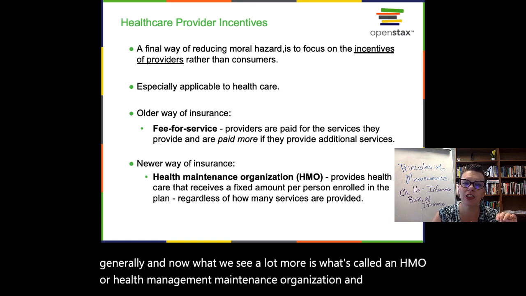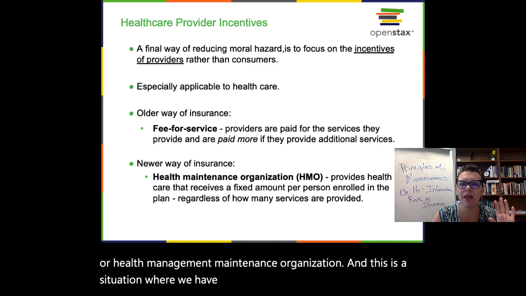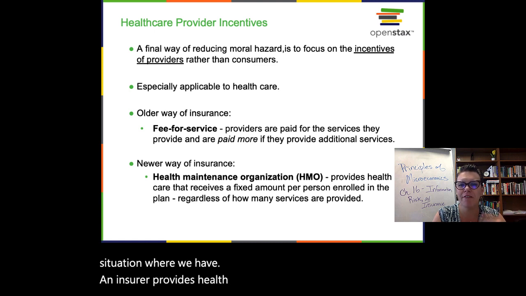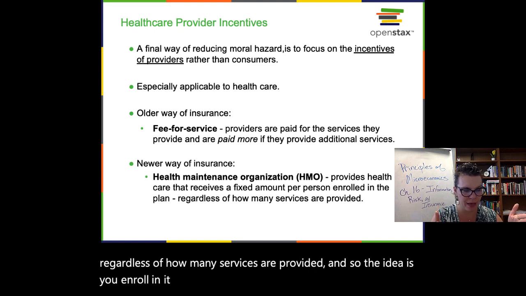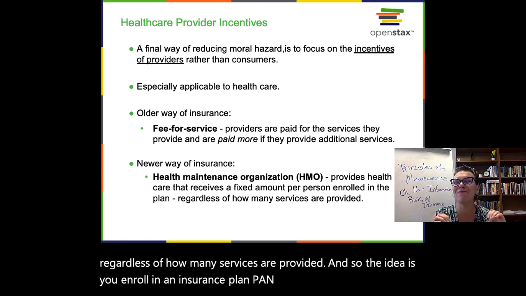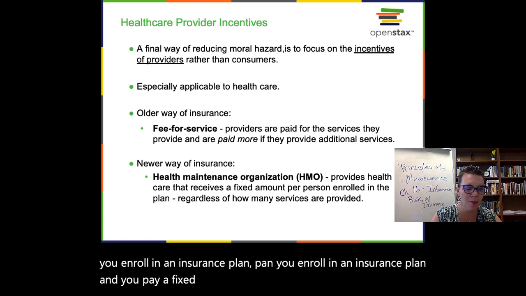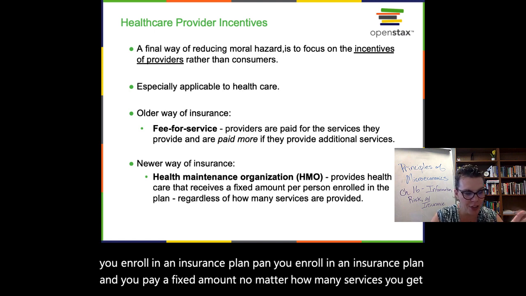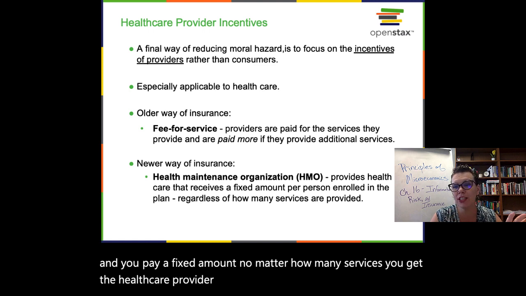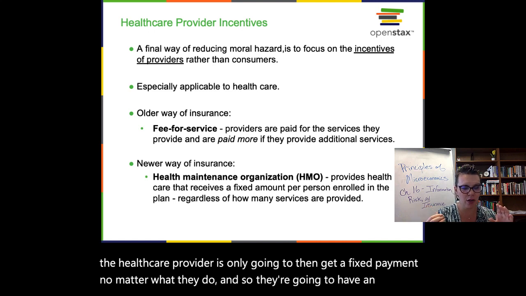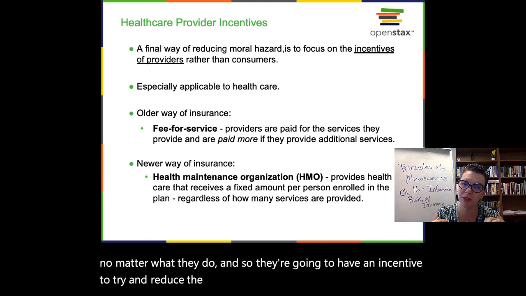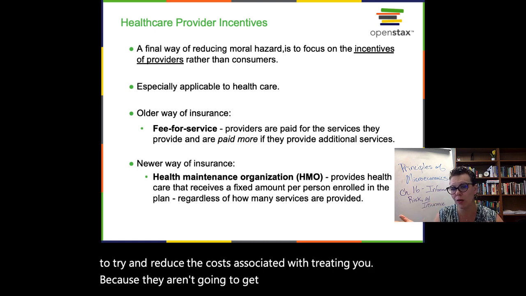And this is a situation where an insurer provides healthcare with a fixed amount per person, regardless of how many services are provided. And so the idea is you enroll in an insurance plan and you pay a fixed amount no matter how many services you get. The healthcare provider is only going to get a fixed payment no matter what they do. And so they're going to have an incentive to try and reduce the costs associated with treating you because they aren't going to get paid more if they treat you more. Does that kind of make sense?